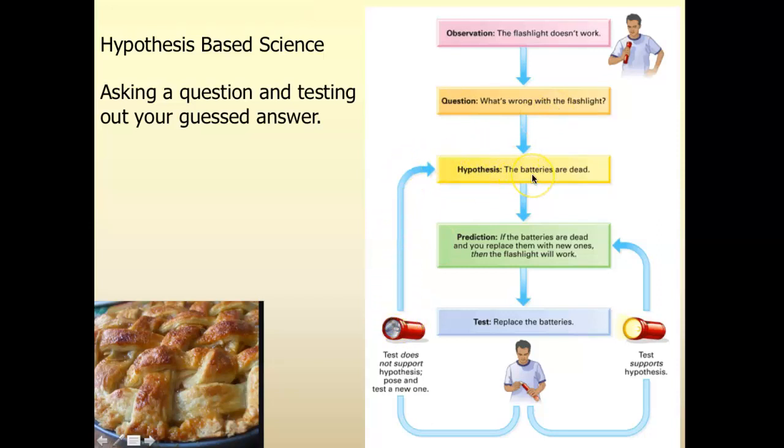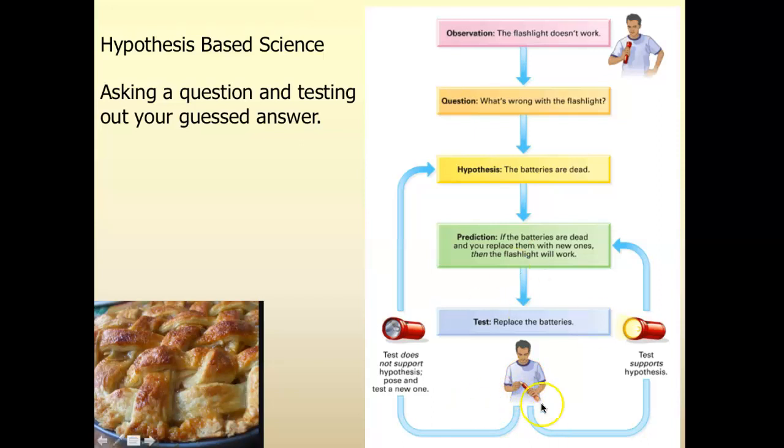So you might just say like, some kind of internal structure is damaged, okay? So then you would go ahead and create another hypothesis. So you would say like, the on-off switch is not working. Okay, so then you need to make a prediction. If I fix the on-off switch, then the flashlight would work. Then you do that test. So that's how you would deal with data that does not support your hypothesis.